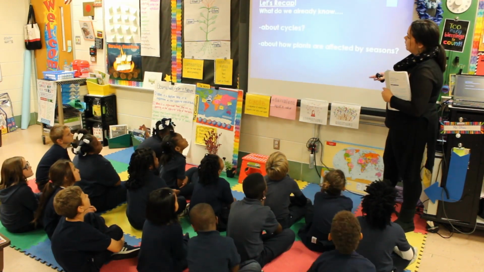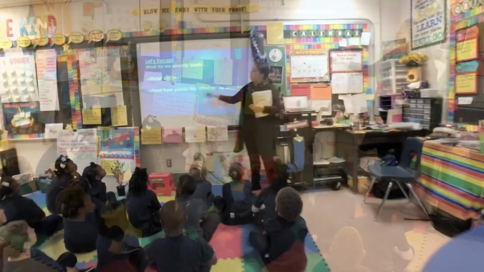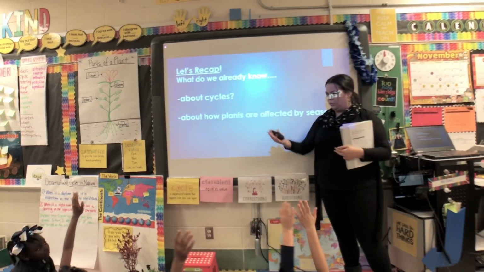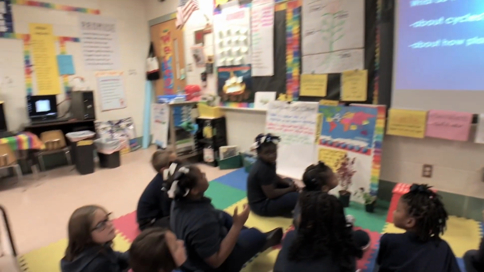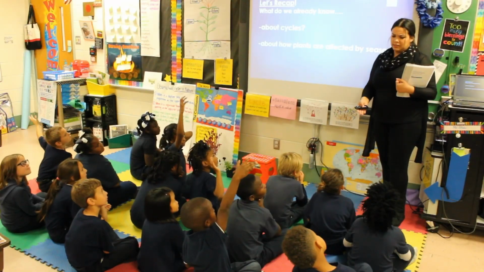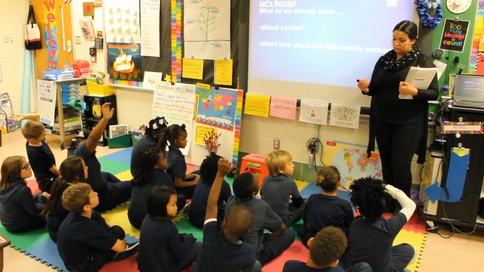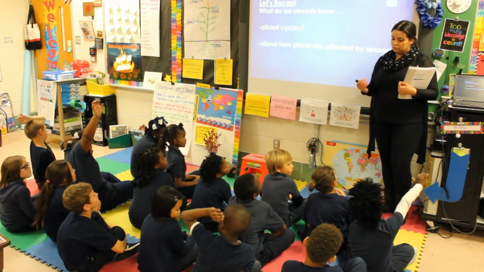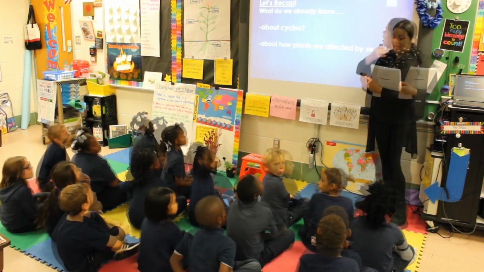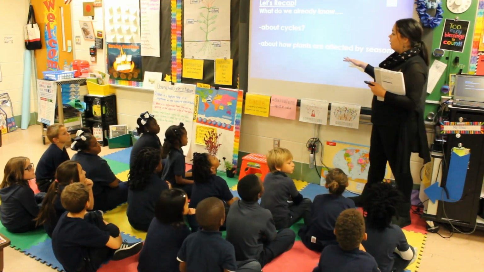Okay, let's recap and talk about what we already know, what we've already learned in this domain. We've learned about cycles. Tell me what a cycle is. What do we already know? Peyton? A cycle is like something that happens over and over and over again. How are the seasons a cycle? So we have one season, and then another season, and all the seasons keep going, and then it repeats over and over and over.